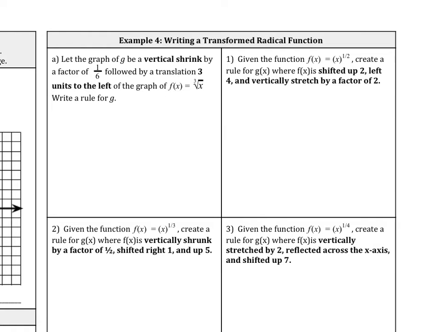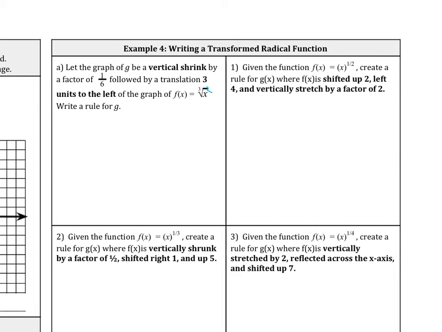All right, the last thing we're going to do is write a transformed radical function. So letter A, let the graph of g be a vertical shrink by a factor of 1/6 followed by a translation 3 units to the left. So we're going to use cube root of x in our first case. So cube root of x, so vertical shrink by a sixth. Remember what we're going to do is multiply it to the entire function. So that's all we do. That's the first thing we do, and that's it.